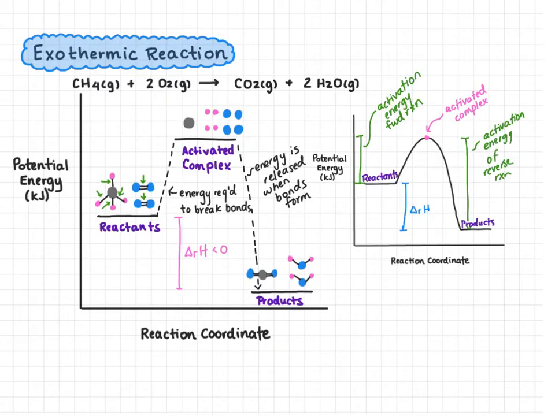The difference between these two activation energies is going to give us our enthalpy. So if we take the activation energy of our forward reaction and subtract the activation energy of our reverse reaction, we get the enthalpy of the reaction. And so this allows us to solve for the energy required to break bonds or the energy released when bonds form if we know 2 of the 3 pieces of information.